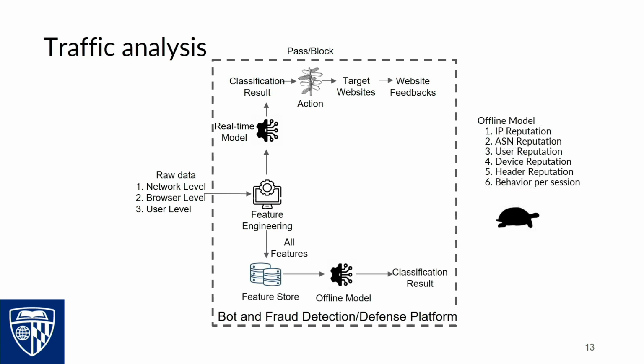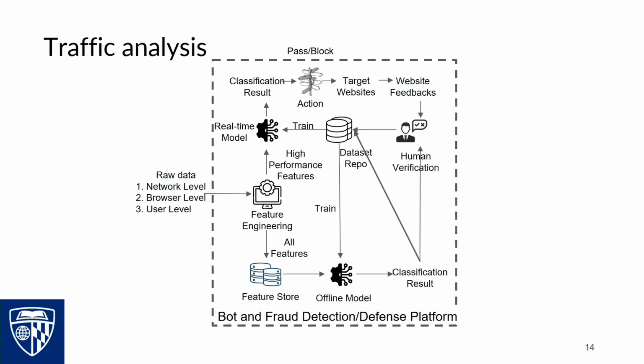The offline model deals with all the features like the IP, ASN, account, header, user reputation, and behavior persistence. The real-time model and the offline model create two results, and sometimes these two results are different. The human verification team will merge the results and store the traffic and the label in the dataset repo.